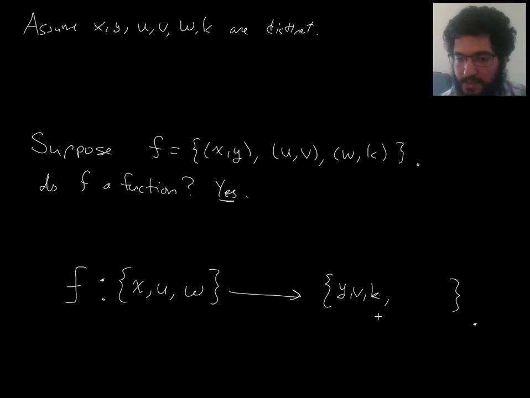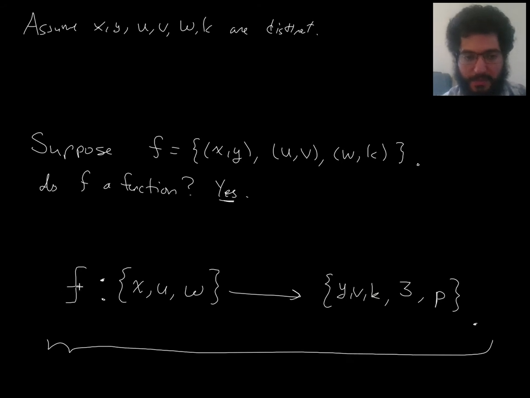But it's allowed to contain more things, so I could just throw in the number 3 here, just for fun, maybe the variable p, whatever that means, and this would still be true. So this is a true mapping statement. F maps the set consisting of x, u, and w to the set consisting of y, v, k, 3, and p. So this is true.